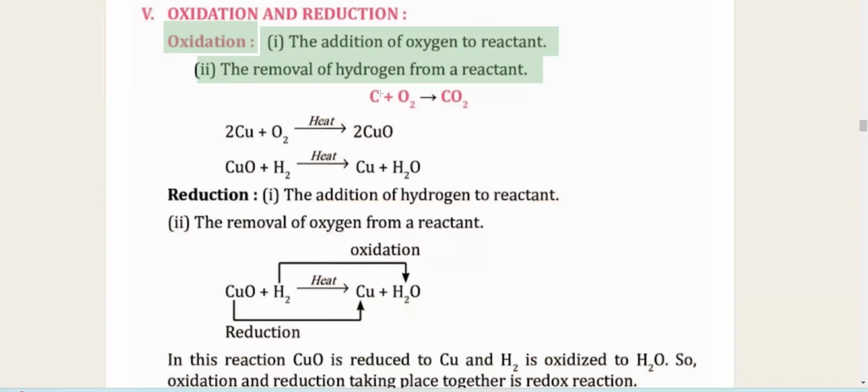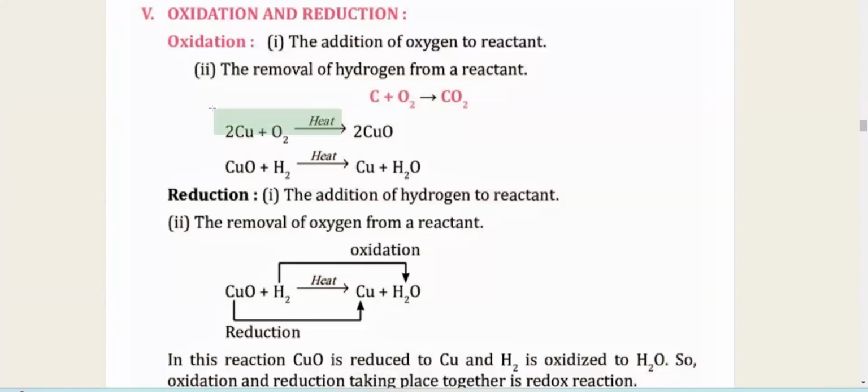Look into this example here. Carbon, when it reacts with oxygen, forms carbon dioxide. You can say that carbon, the reactant here, is gaining oxygen. It is gaining oxygen to form carbon dioxide. So this part of the reaction is oxidation.